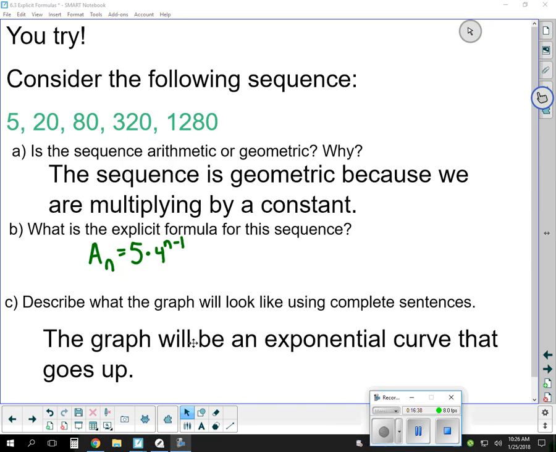Okay, compare your answers to my answers. It's geometric because you're multiplying by a constant, specifically 4 each time. So there's our formula. Keep in mind, again, one more time, this is not the same thing as 20 to the n minus 1. You cannot do that multiplication until you do the exponents. So as far as simplifying this, we cannot simplify that any further until we plug an n in, until you're asked to solve for a particular term. The graph will be exponential. We know geometric sequences always form exponential curves. And this one is increasing, so I said it goes up. Okay, good luck on the rest of your packet.